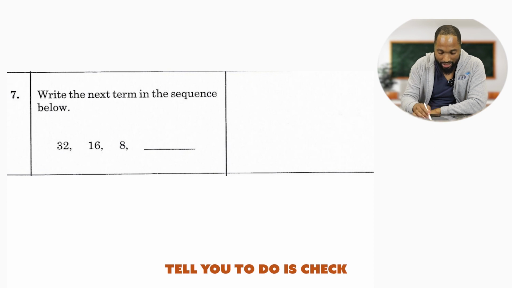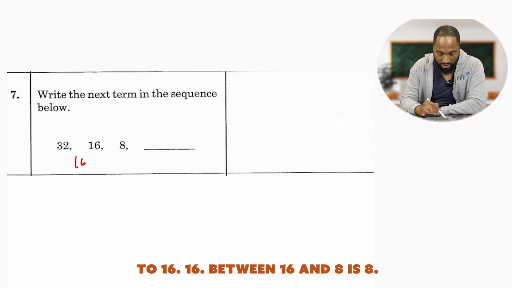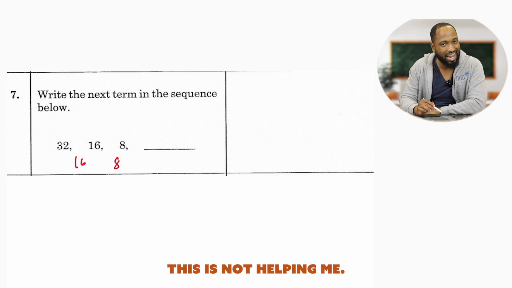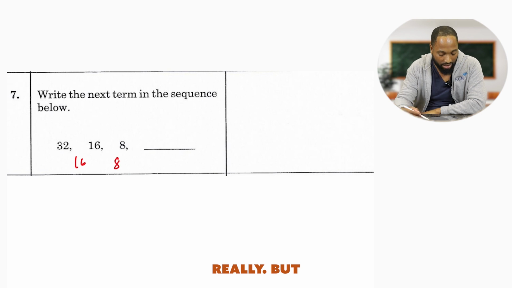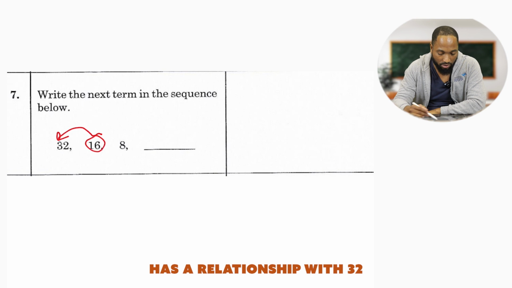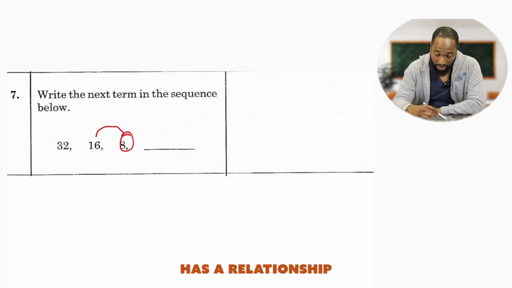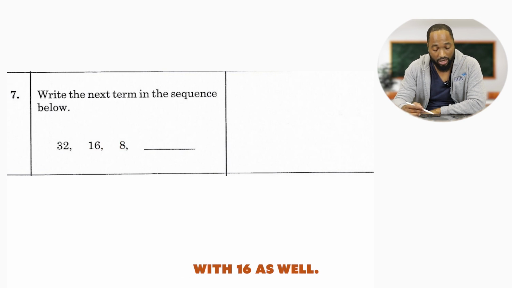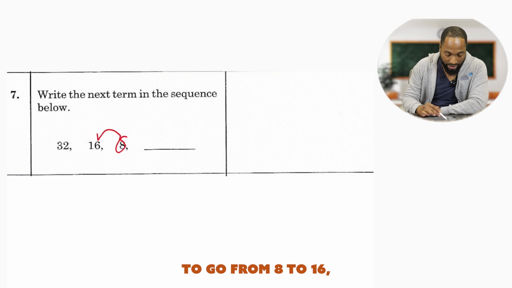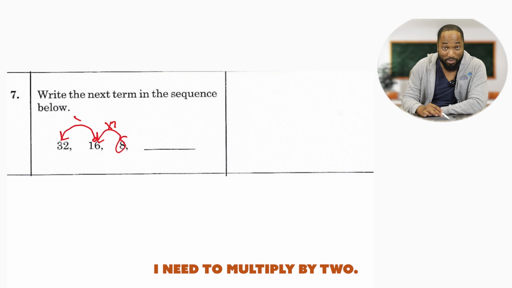Normally, the first thing I tell you to do is check to see if there's a difference between the numbers. I'm seeing 32, 16, 8. Between 32 and 16 is 16, between 16 and 8 is 8. This is not helping me really. But I know 16 has a relationship with 32. I know 8 has a relationship with 16 as well. To go from 8 to 16, I need to multiply by 2. To go from 16 to 32, I need to multiply by 2.